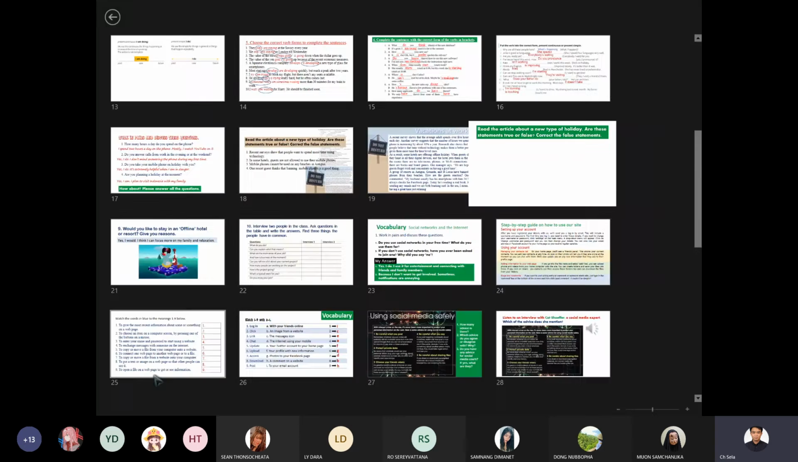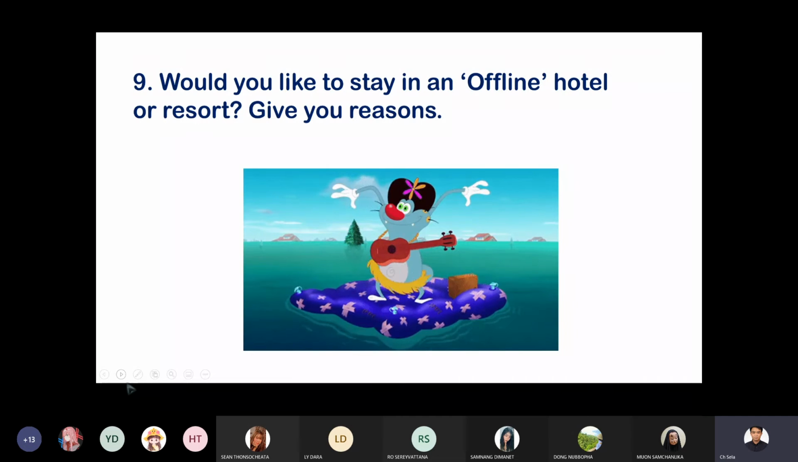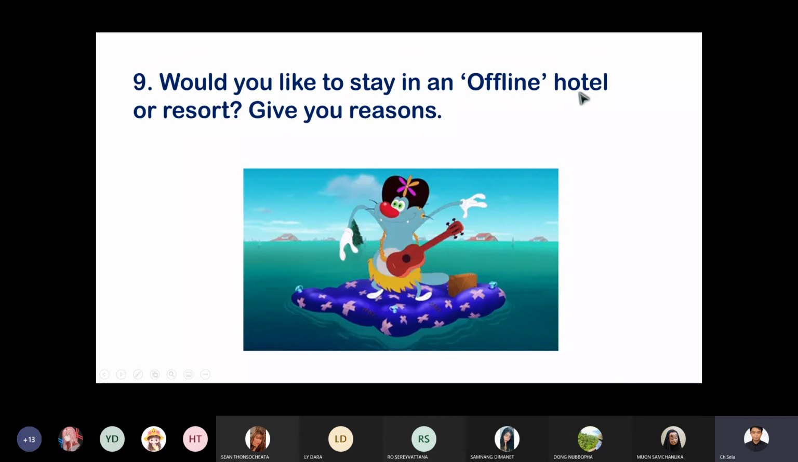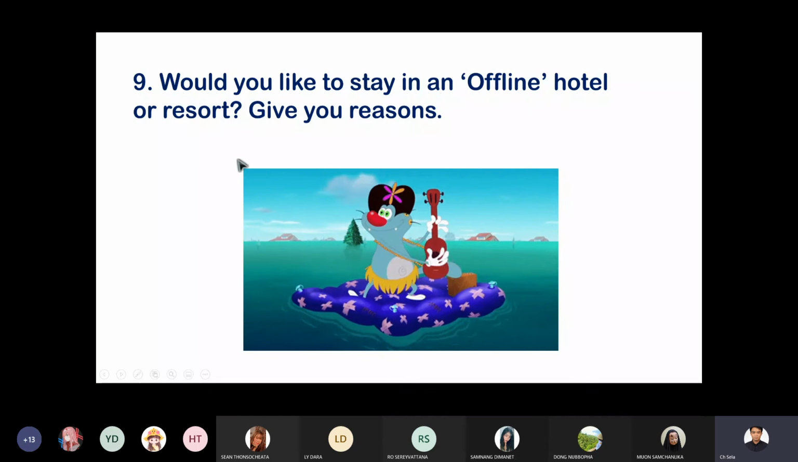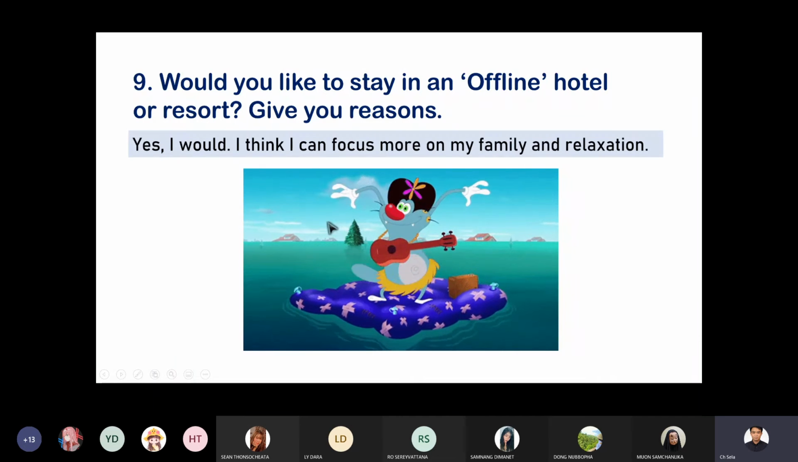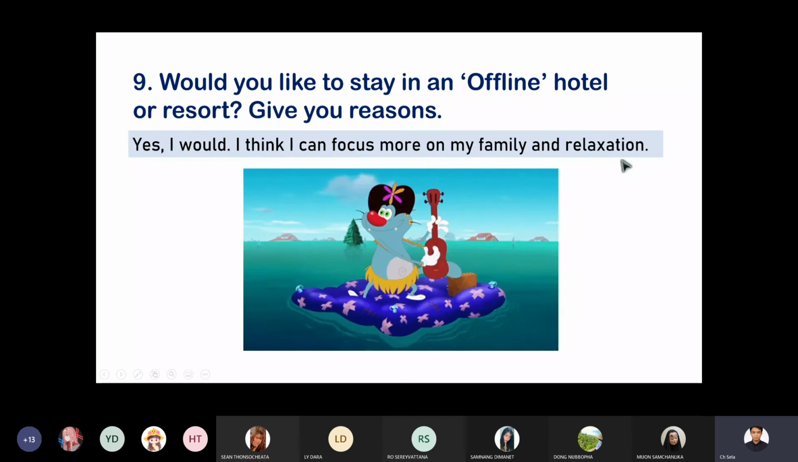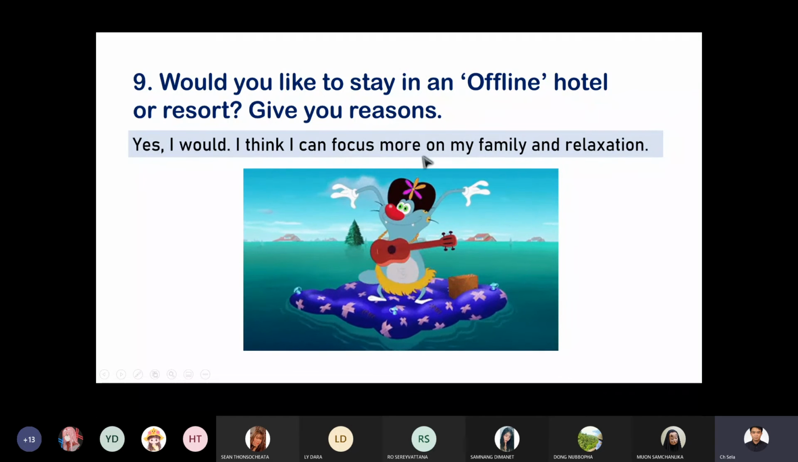Okay, so now we can go to the next one. I just ask you this question. Would you like to stay in an offline hotel? Offline means no internet or resort. Give reasons. So I have the answer for you here. Yes, I would. I think I can focus more on my family and relaxation. Okay, guys, this is my answer. Yes, I would. I think I can focus more on my family and have a good relaxation.